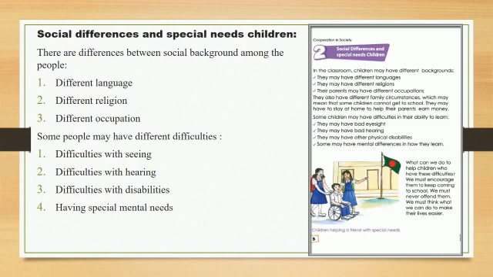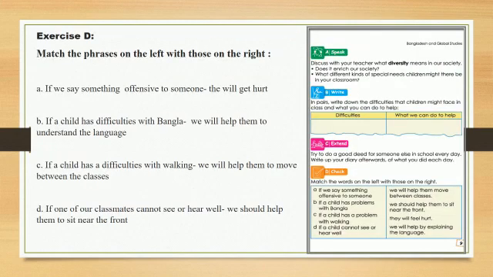And some people, even in our class, may have some difficulties. Some of our children may have difficulties with seeing, difficulties with hearing, disabilities, or special mental needs. So, what can we do for them? We must encourage them to keep coming to school. We must never offend them. We must think what we can do to make their life easier. So this is all.